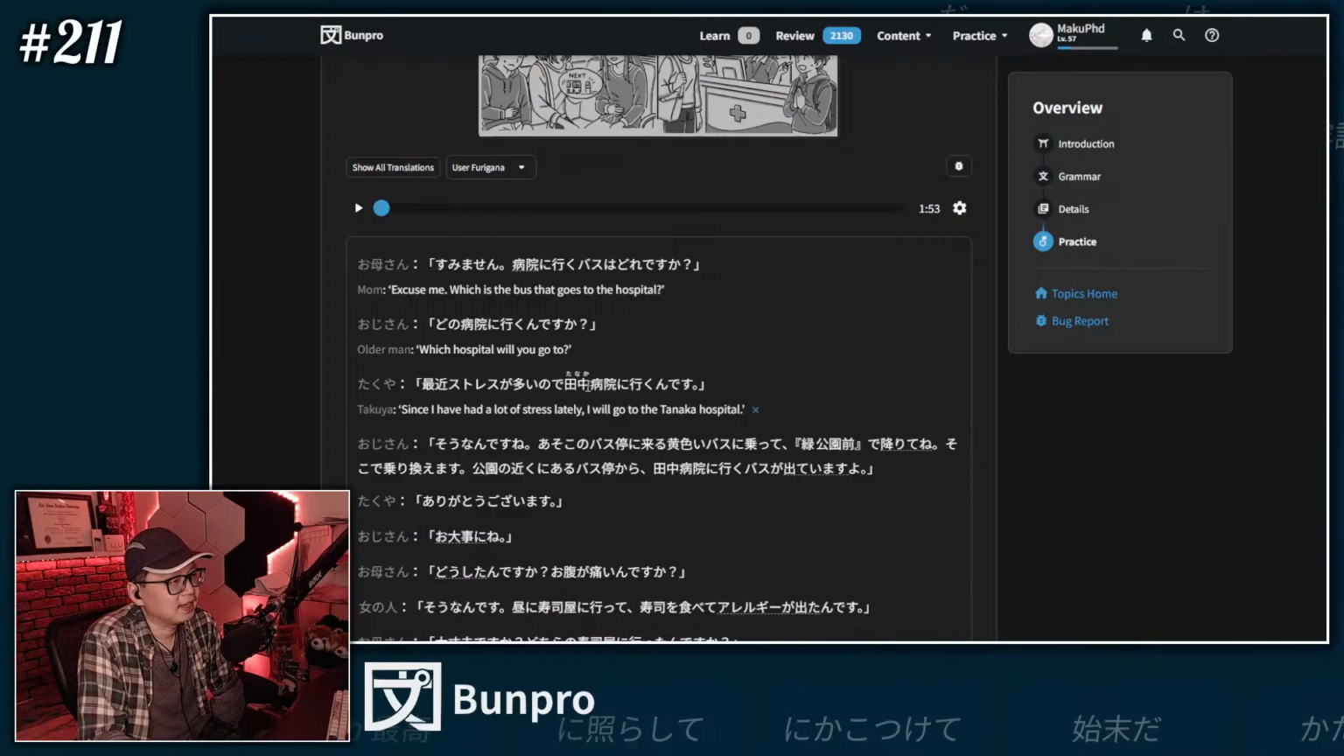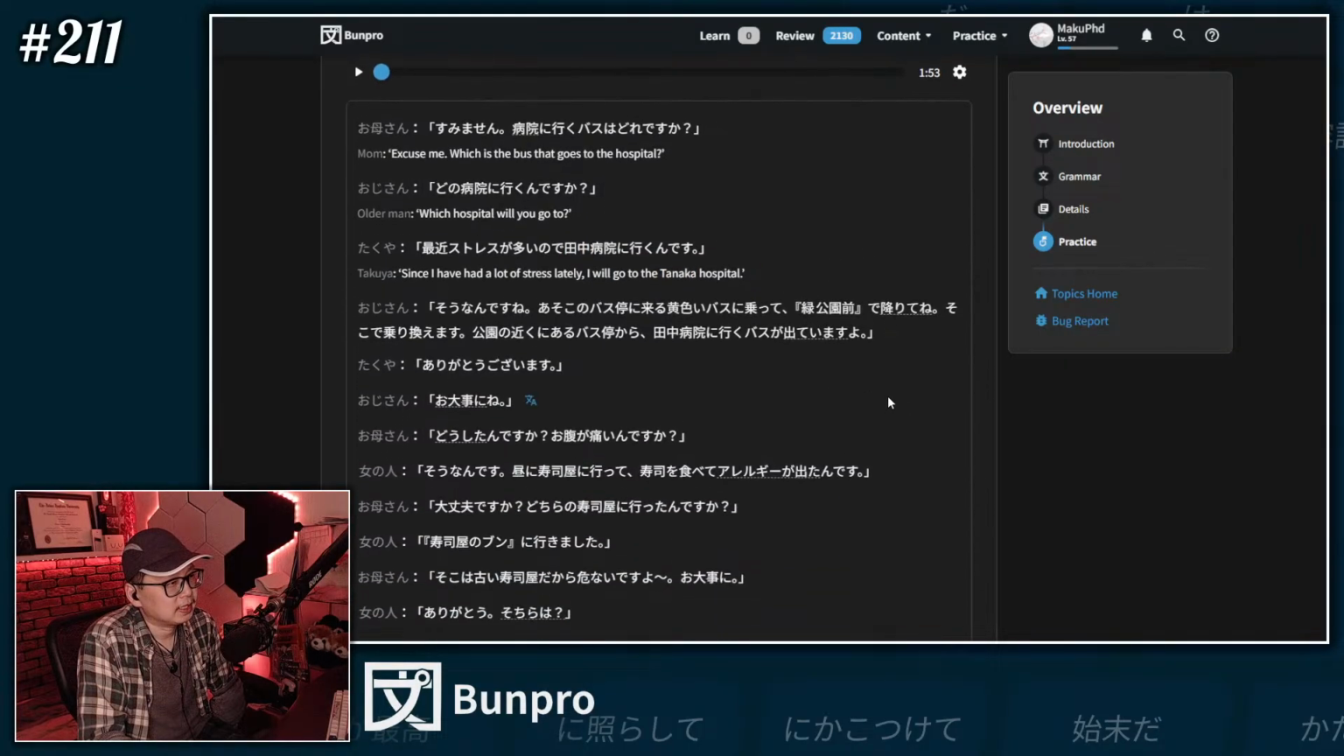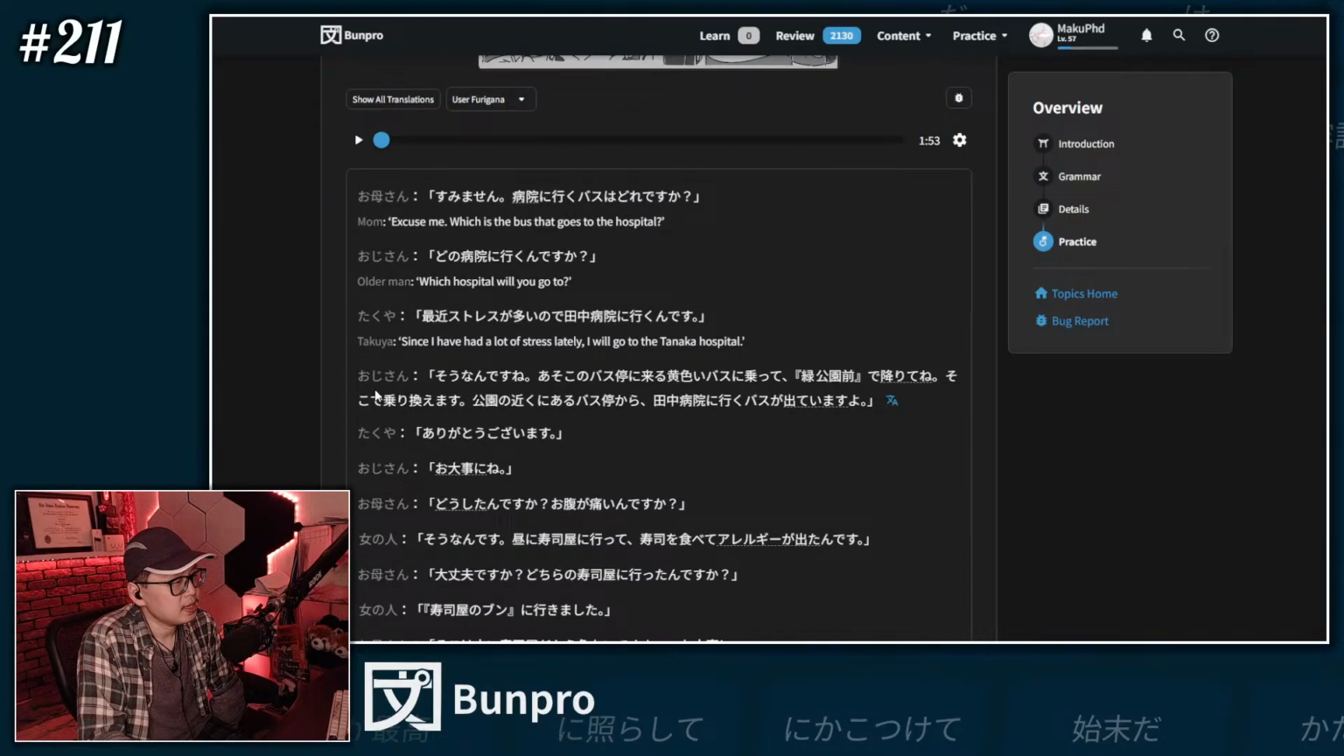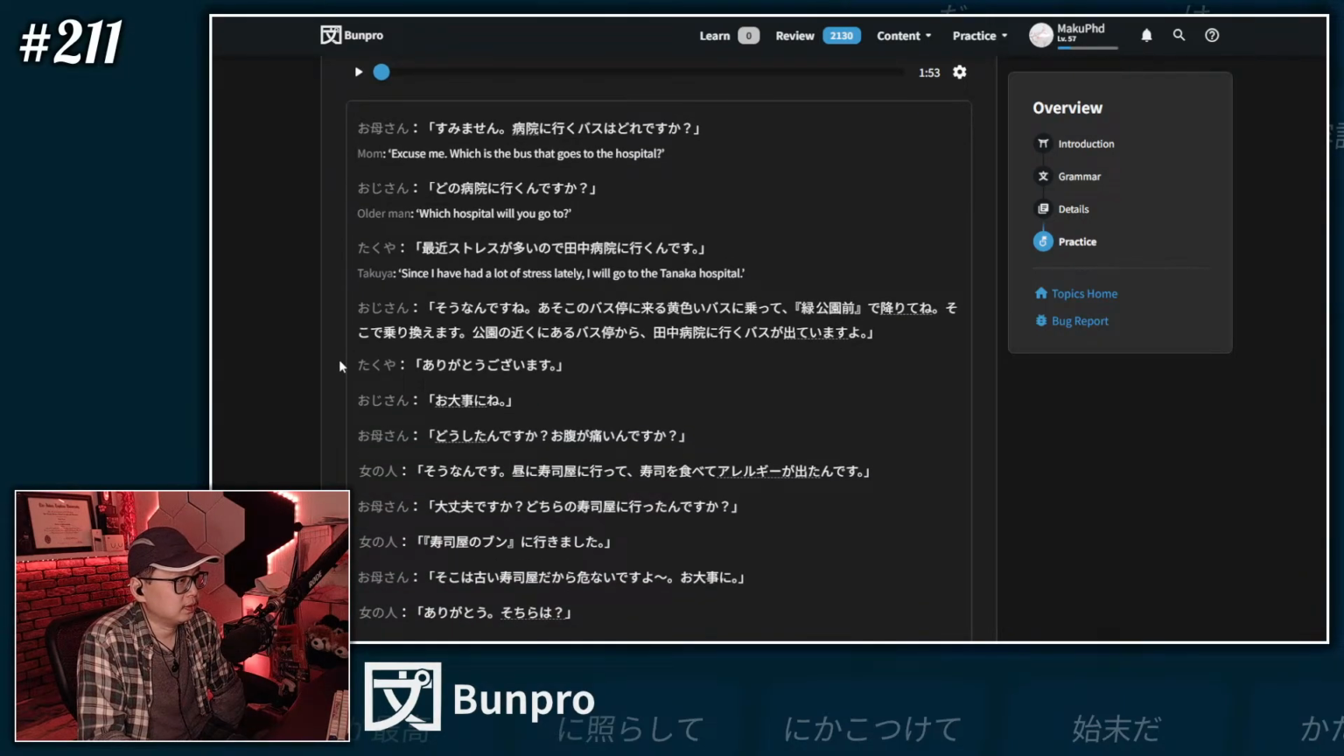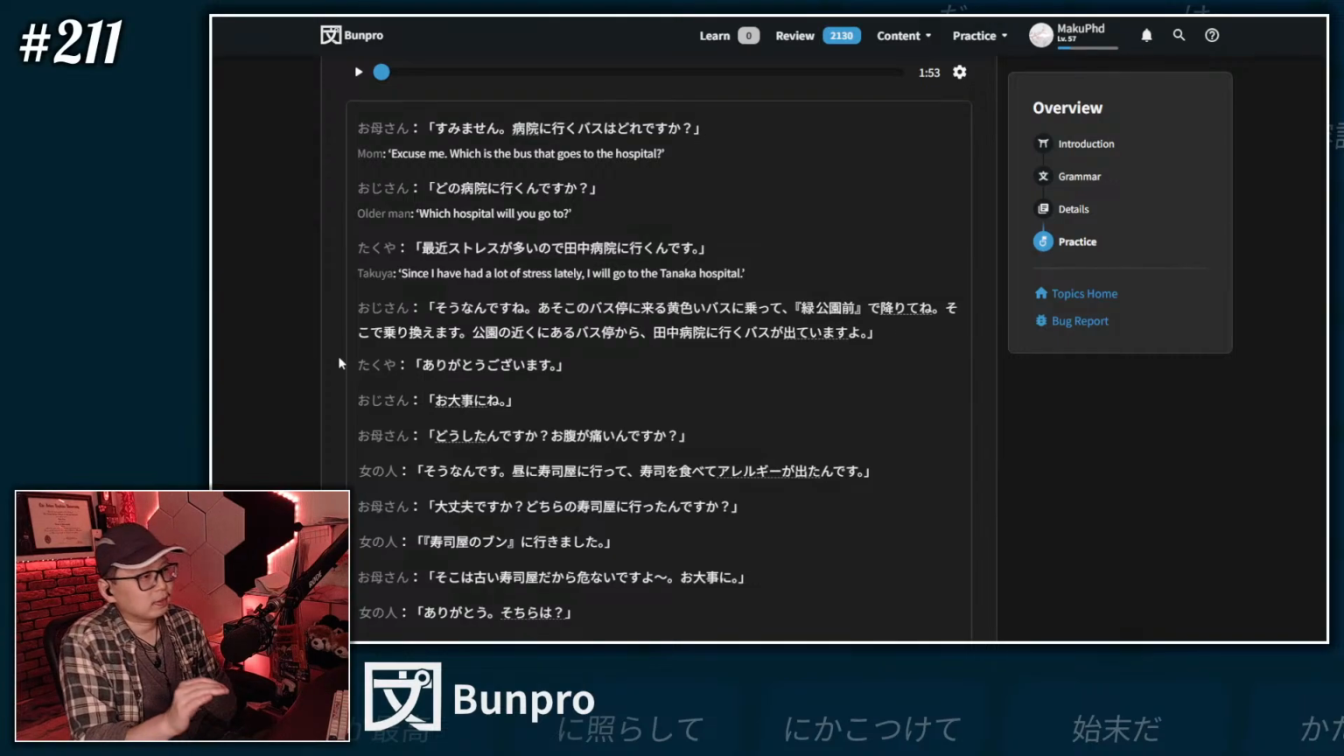Tanaka, sorry. I wasn't sure if Tanaka was the name of the hospital, or they're referring to like a place, so I just assumed it's the name. It's the place where the hospital is, but turns out it's the name. And then the old guy, Oji-san, said, "Oh, okay, okay." This is where I got lost because it's kind of like directions.